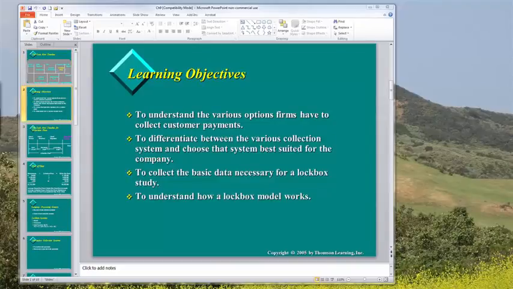And our major topics tonight are understanding the various options firms have to collect payments, to differentiate among them and choose the best one, and understand the data that's needed in order to make those decisions. And also we're going to talk a little bit about lockboxes.